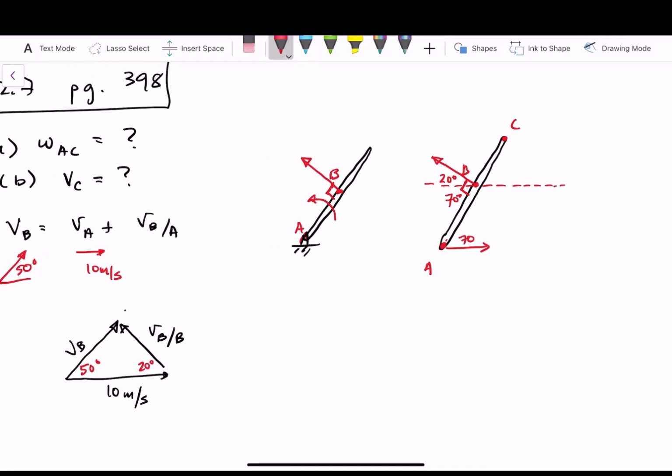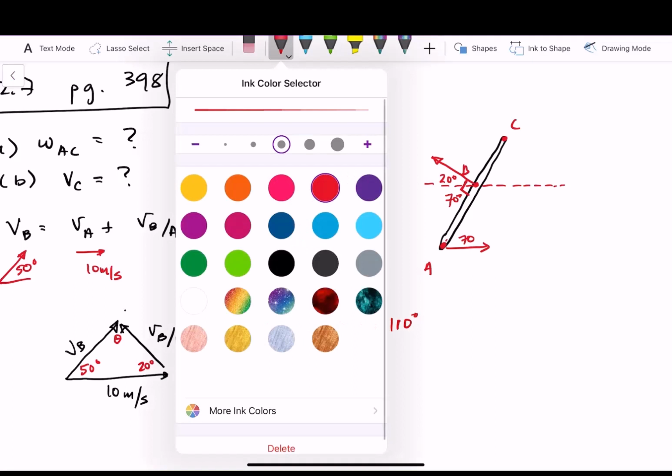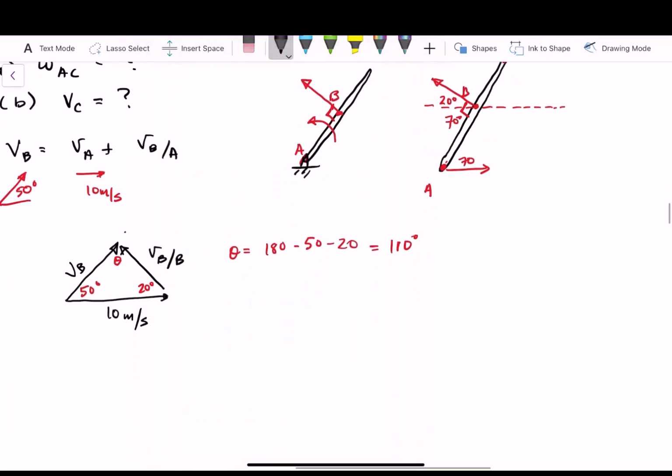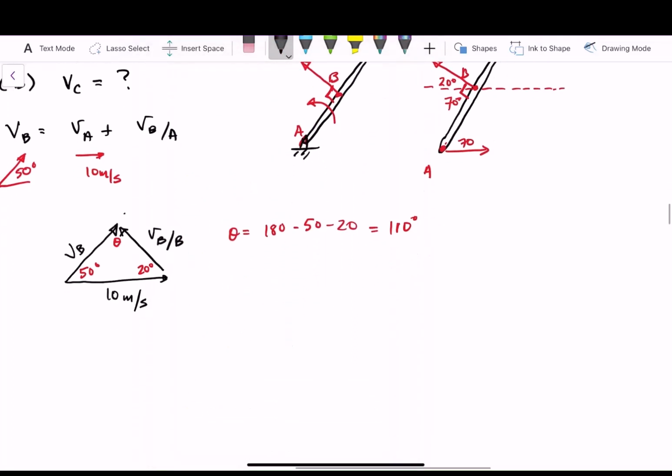Okay, and that means we're left with theta, but theta must equal 180 minus 50 minus 20. So that means that theta is 110 degrees. So we even have our theta in there. We have all of our angles. Excellent. That means now, once again, we can use the sine law to solve.